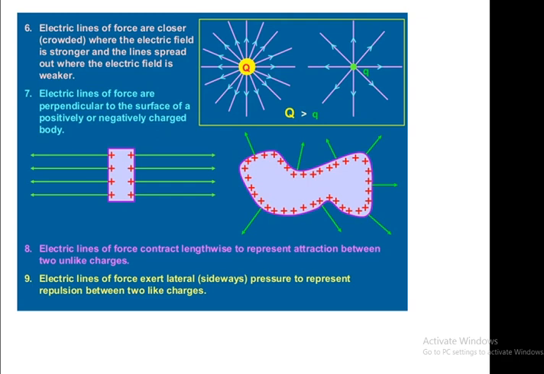So you have to take down all these properties of electric field lines, and also you have to take down one more question here. What is the question? No two electric field lines can intersect each other. Why?